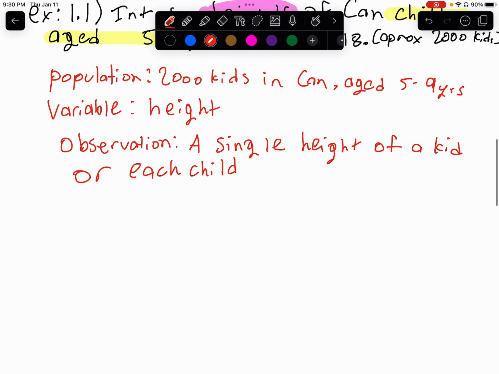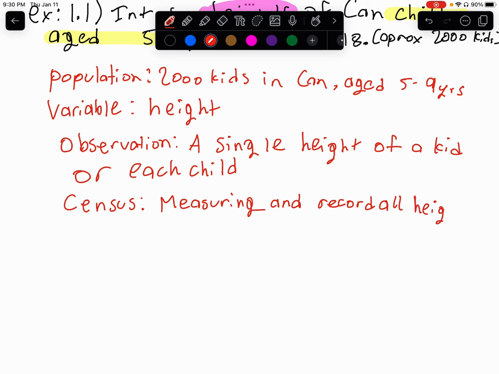The census can be described as measuring and recording. So we're measuring and recording all heights of the population. So I'm going to write all heights of N. I'm going to highlight this as well in pink. All heights of N, which we know N in this scenario is our population.